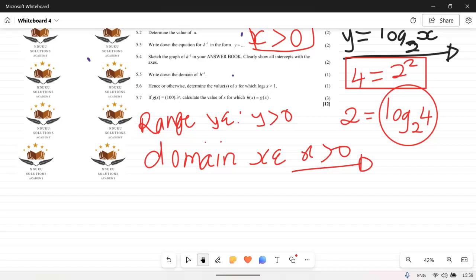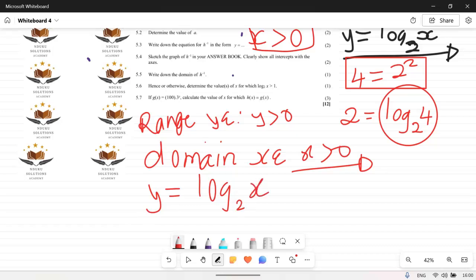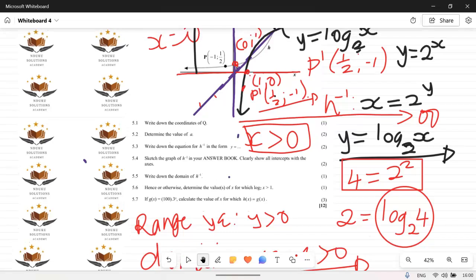And hence, otherwise, determine the value of x for which log 2x is actually greater than 1. So in actual fact, remember we found our inverse to be y equals log 2 of x. That's what we found. Let's go up and look at that structure diagram that we had. This is our diagram.